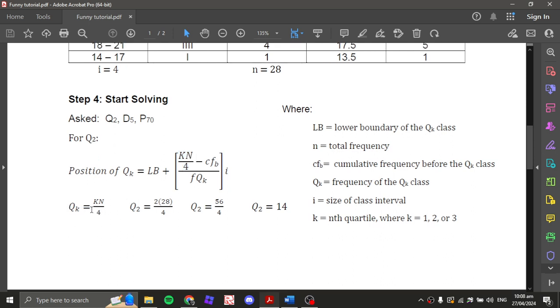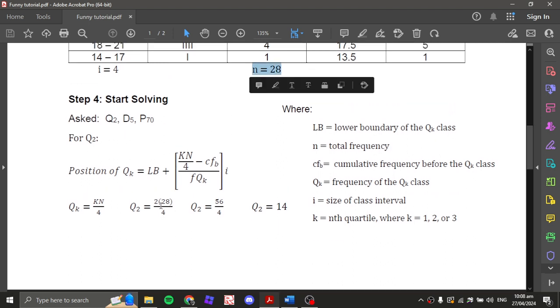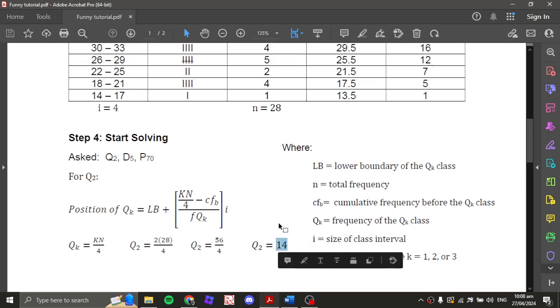Q sub k is equal to k times n over 4, where k is the nth quartile, where k is equal to 1, 2, or 3. So what's asked is the 2, the second quartile, or let's say the median. So we substitute 2 there, and we have another 2 here for k, and for n, which is the total frequency, our total frequency is 28. So 2 times 28 is 56. 56 divided by 4 is 14. Now that is our frequency where we can find the median.